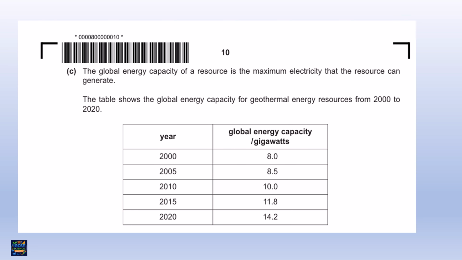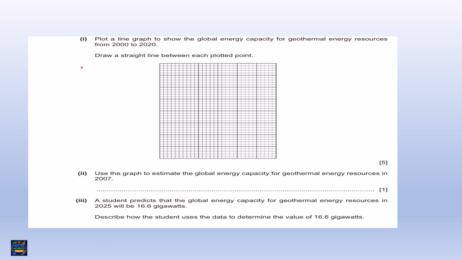So the question is in the next slide. Let's see the question. Plot a line graph to show the global energy capacity for geothermal energy resources from 2000 to 2020. Draw a straight line between each plotted point. This is the graphical question. You need to put the values from the given table, and this carries 5 marks. Part 2 is use the graph to estimate the global energy capacity for geothermal energy resources in 2007. So this carries only 1 mark.